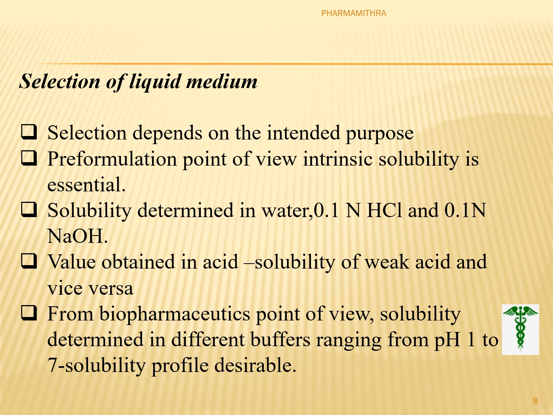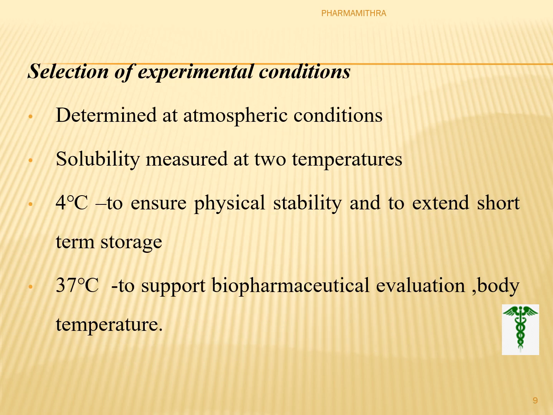So this will give the solubility in weak acid or solubility in weak base. From a biopharmaceutical point of view, solubility can be determined by using different buffers that range from pH 1 to 7. Thereby, we can find out the solubility profile.